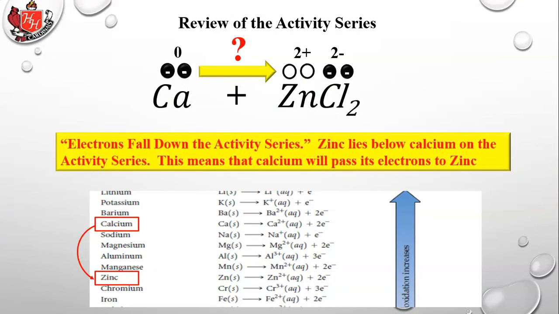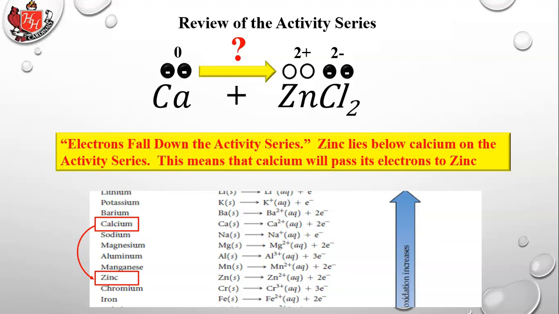So there's the question mark. So the electrons fall down the activity series. We see the activity series there. And electrons fall down the activity series. That's the expression we use. So zinc lies below calcium on the activity series. This means that calcium will pass electrons to zinc.